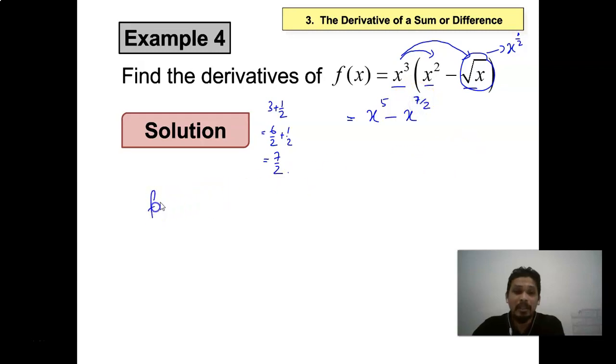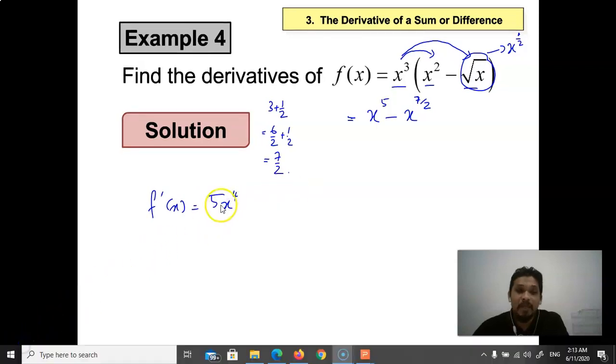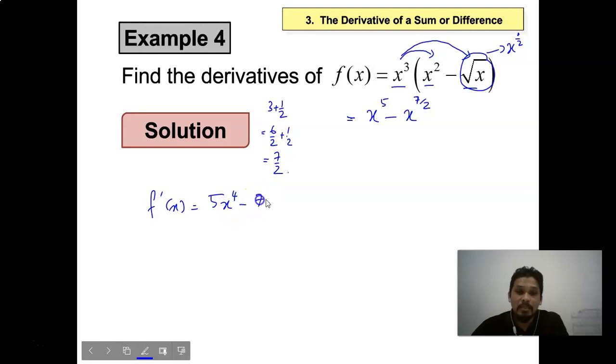So then f prime x equals x to the power of 5, differentiate this, 5x to the power of 4, minus 7/2 x to the power of 7 over 2 minus 1, or 7 over 2 minus 2 over 2, which is 5 over 2.